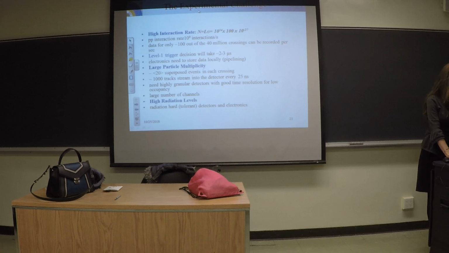Okay, so high interaction rate, we talked about it. We're talking about 10 to the 9 interactions per second. Now the question is, data can only be recorded at about 1,000 hertz, something like that. So 100 out of the 40 million crossings can be recorded, and the rest cannot. So what logic are you using in order to reject the unwanted physics?